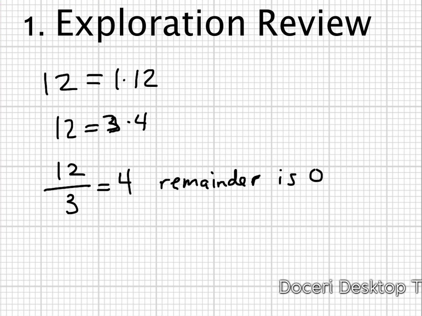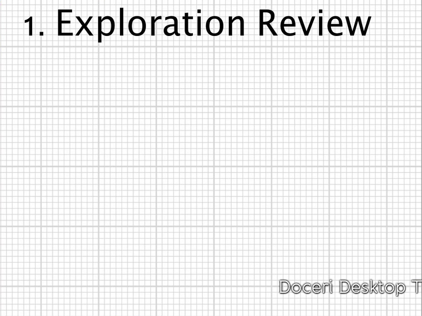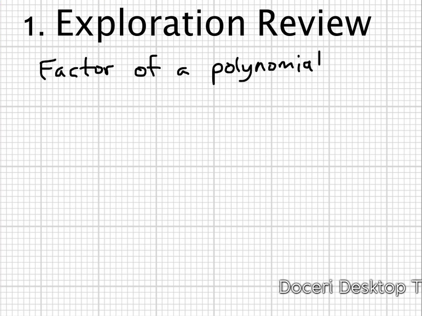Okay, now if I switch 4 and 3, I will also get a remainder of 0. So that's another way to think about it. If we have a factor of a number, then the remainder is 0. So I can apply this same concept when I talk about polynomial functions. If I have a factor of a polynomial function, or just any polynomial, my remainder will be 0 when I divide it. So let's see if this works.